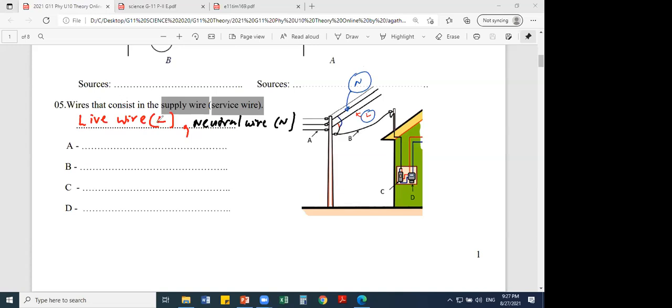So capital A is actually the distribution wires or cables, and capital B will be the service wire or the supply cable.